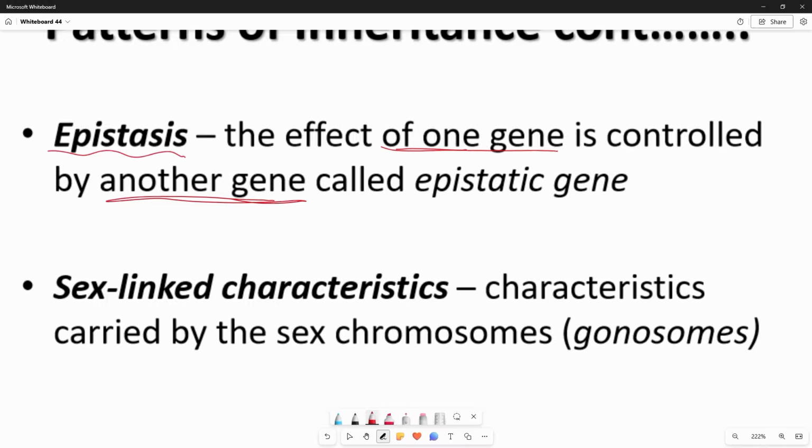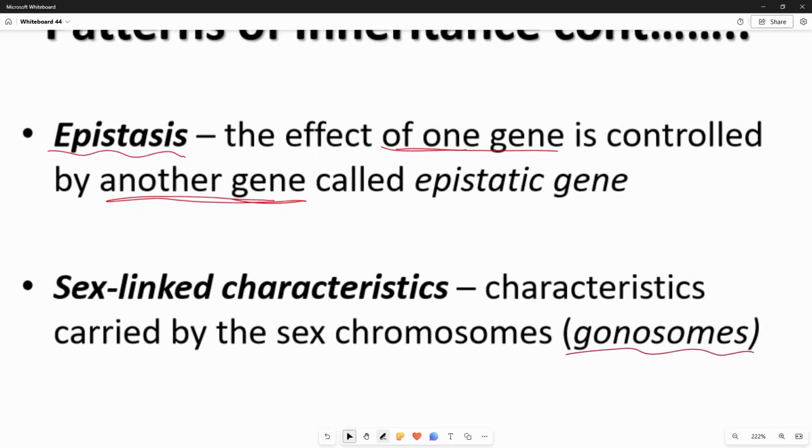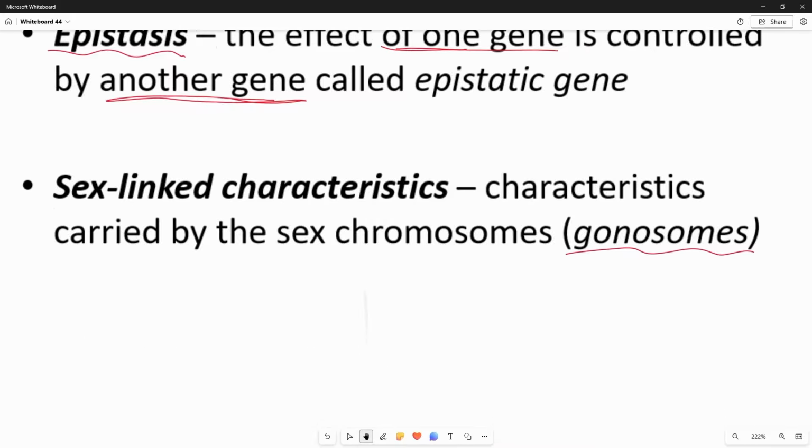Sex chromosomes, this is the last pair of chromosomes which usually determines the gender of an organism. So there are characteristics that are carried by the sex chromosomes. Those sex chromosomes are called the gonosomes. This is the scientific term, gonosomes, very, very important. Sometimes a question can come and say, differentiate between the sex chromosomes or gonosomes and the autosomes.